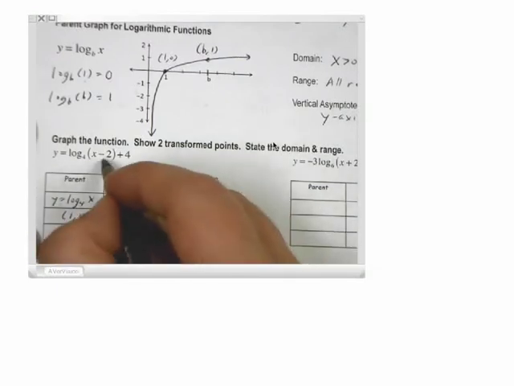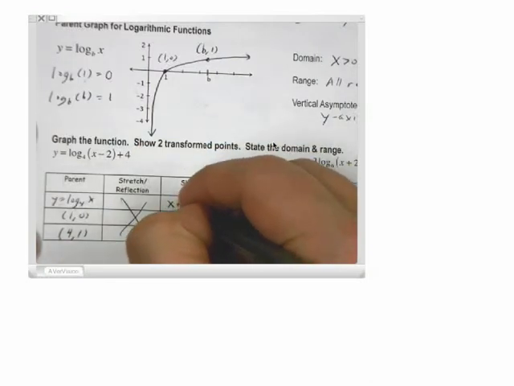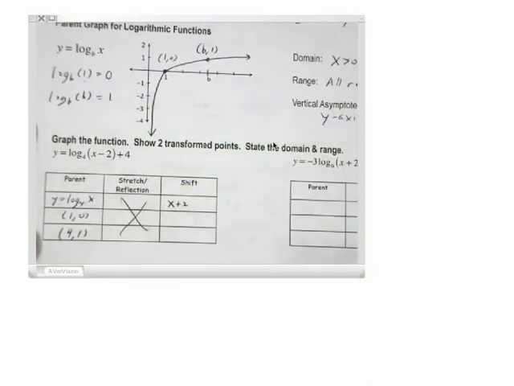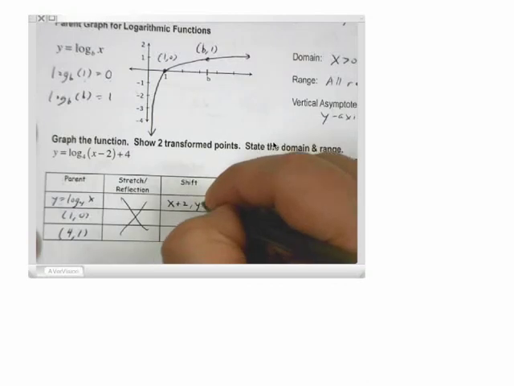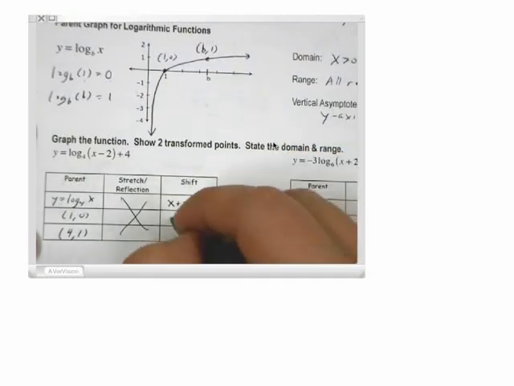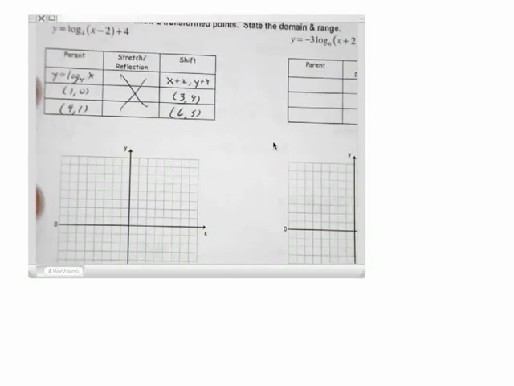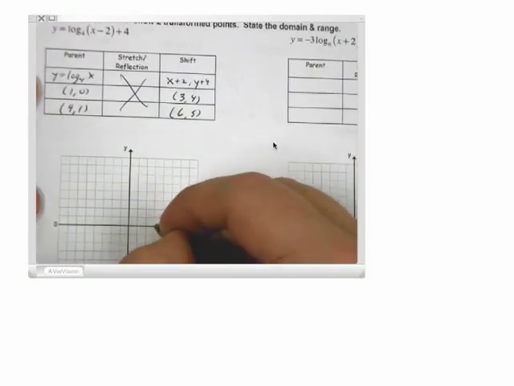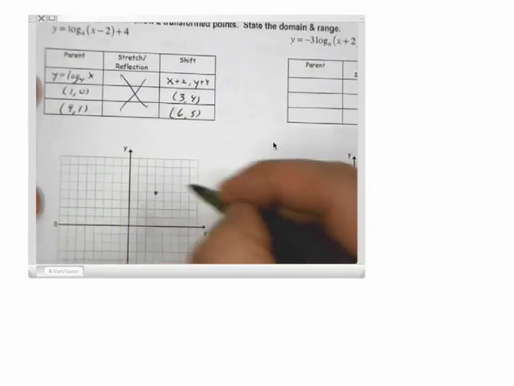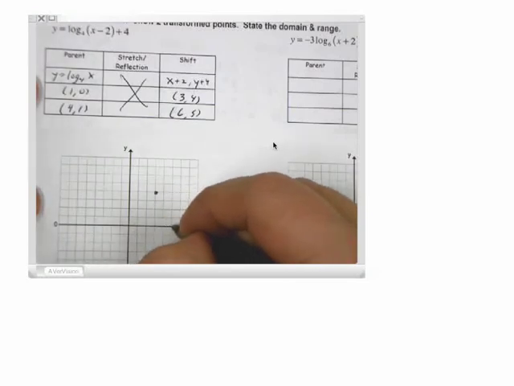The minus 2, we hopefully know is going to move it right 2, just like it has for other graphs. The plus 4 on the outside is going to move it up 4. So (1, 0) is now going to be at (3, 4), and (4, 1) is now going to be at (6, 5). So on my graph, I'm going to go over to 3 and up to 4. I'm going to go right 6 and up 5. 1, 2, 3, 4, 5.